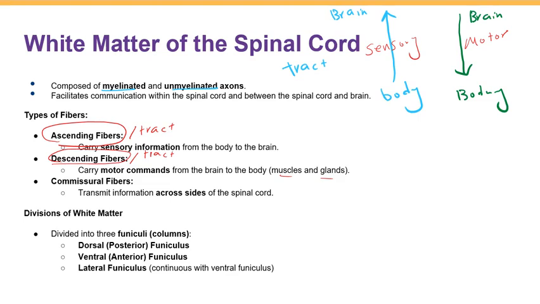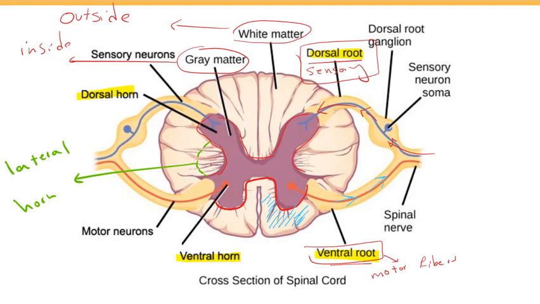Then we can divide the white matter into the three funiculi or three columns. Based on their location, we have dorsal or posterior funiculus, anterior or ventral funiculus, and lateral funiculus. Okay, let's go back to this picture, and one more time, let's look at the white matter.